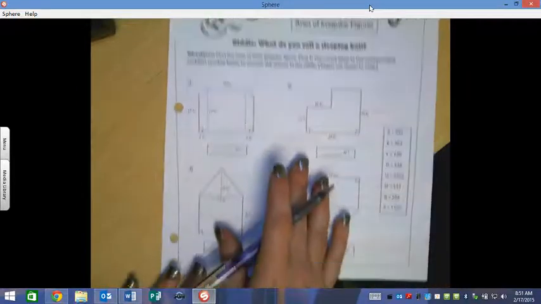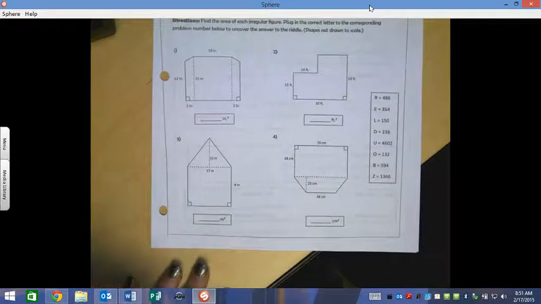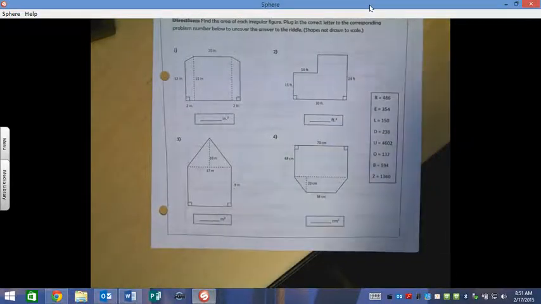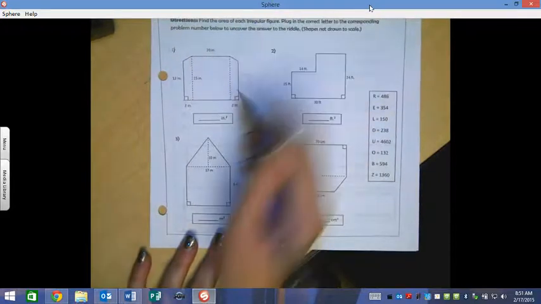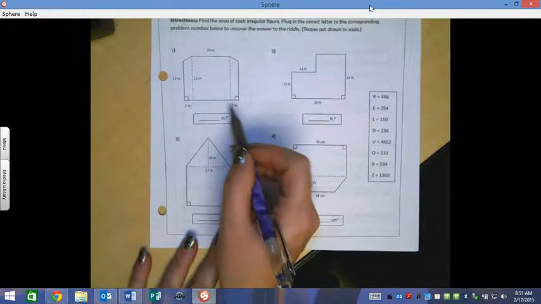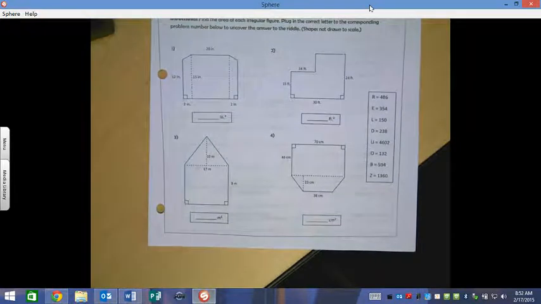Alright, so on the front page, the riddle page, it says, what do you call a sleeping bull? So you need to find the area of each irregular figure, plug in the correct letter to the corresponding problem number below to uncover the answer to the riddle. Your shapes are not drawn to scale, so you can't look at it and guess the length. No, you have to actually work it out.